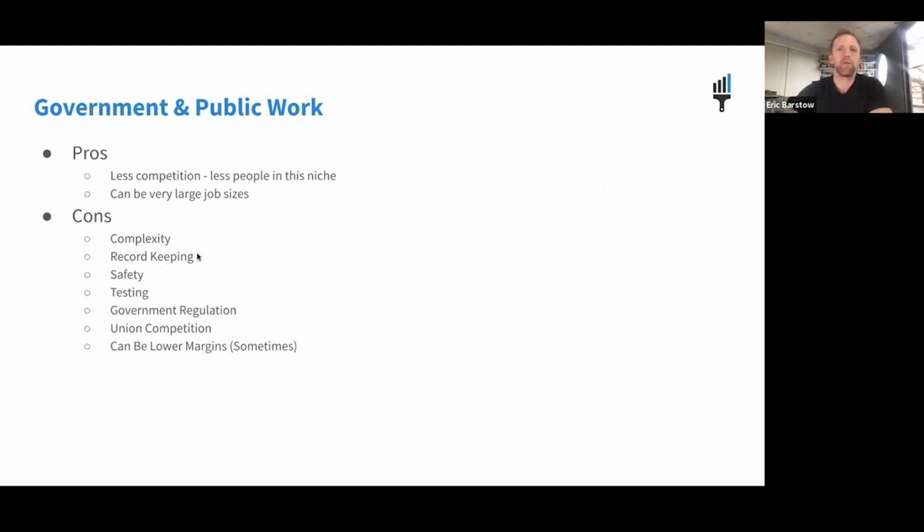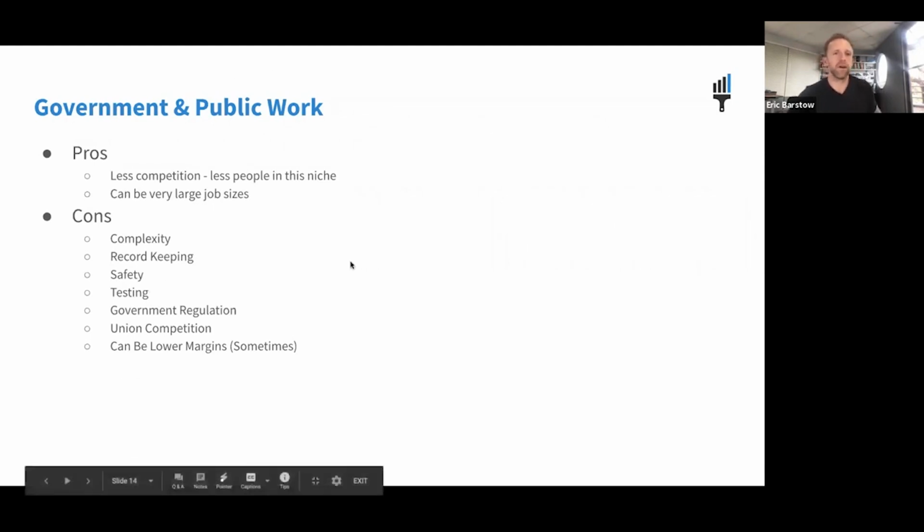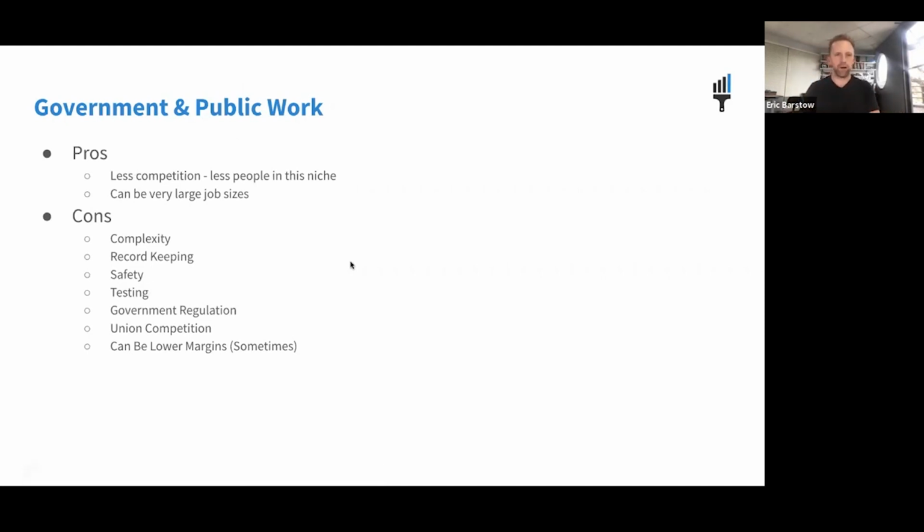You've got to do certified payroll to make sure you're meeting the prevailing wage. She said, Eric, one time we messed up and we paid a guy 1 penny short. And we had to jump through all these hoops and get all these things notarized. And we had to cut him a check for 27 cents to make up the gap because it's government. It's government regulated. Safety, testing, government regulation, union competition, and sometimes, again, lower margins. Not always, but sometimes.